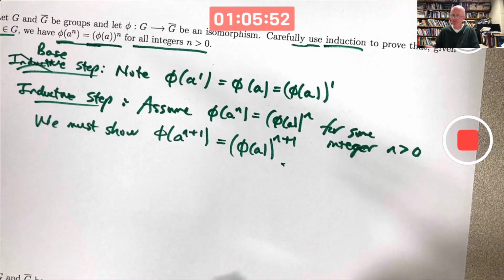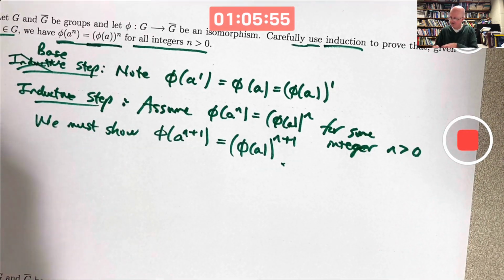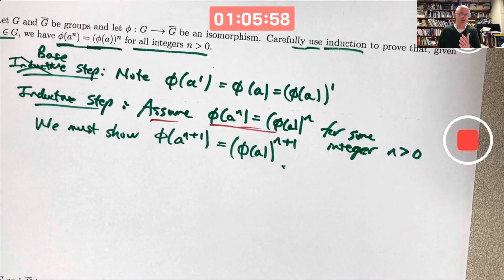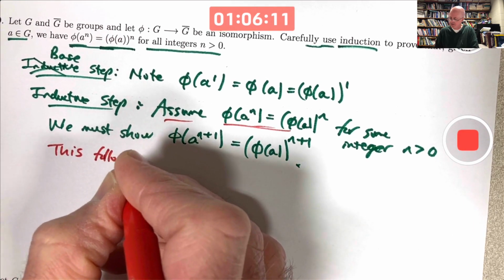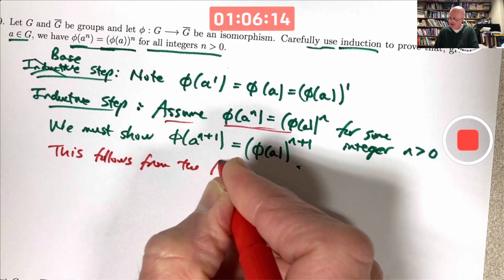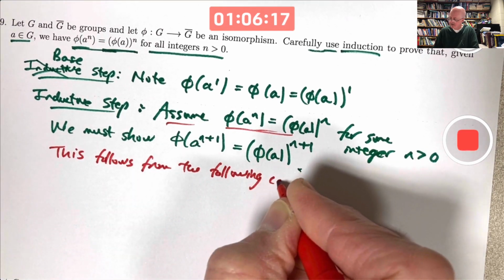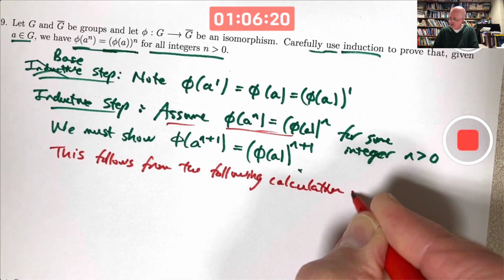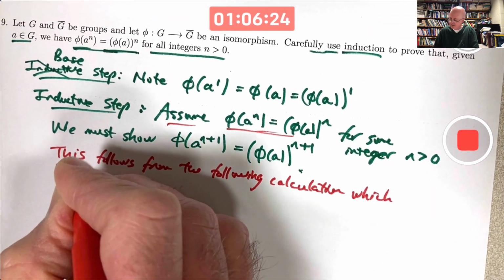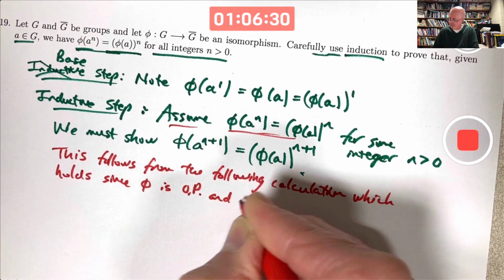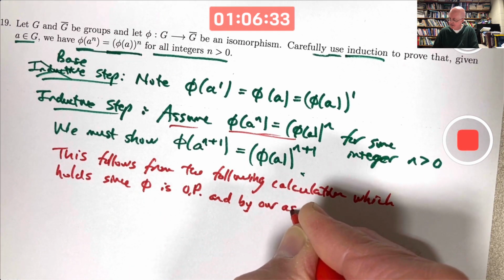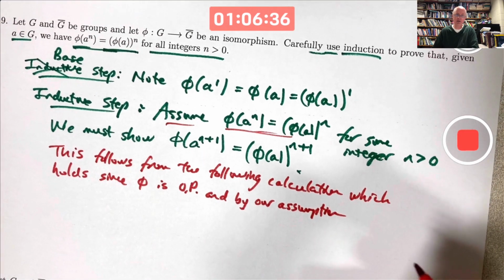But it's fairly easy. You need to use your inductive assumption here. You need to use that assumption, otherwise why assume it? And we also need to use the fact that phi is an isomorphism, so it is operation preserving. This follows from the following calculation, which holds since phi is operation preserving and by our assumption. When doing an inductive proof, you always have to use the assumption in the inductive step.